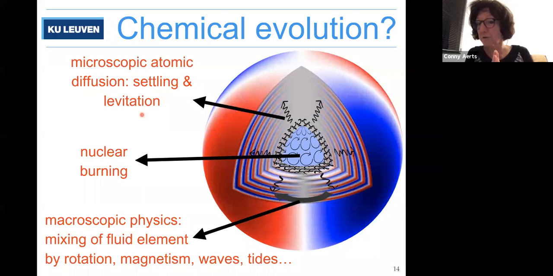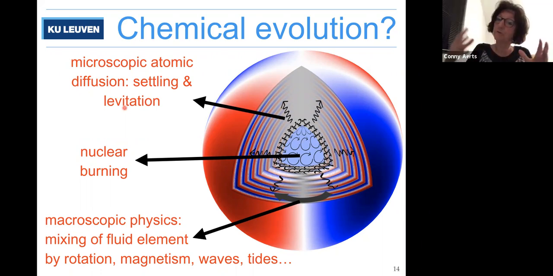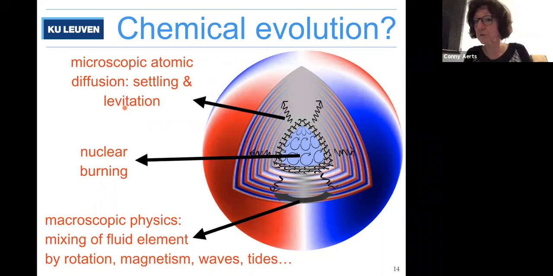Now, why is this important? Because of the chemical evolution of the star. Because if stars rotate in their interior, and they do it fast near their convective core, in this overshoot area, as it is called, right, then you mix matter much more efficiently. That's at least what we anticipate. Rotational mixing is a macroscopic phenomenon. Now, other than that, we have the nuclear burning that changes your chemistry. And we also have microscopic phenomena due to atomic diffusion. Heavy elements tend to sink and light elements tend to levitate. And you have the radiative levitation that pushes also outward against gravity, let's say, right?